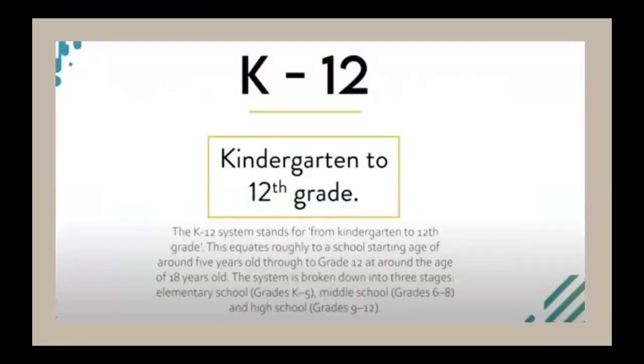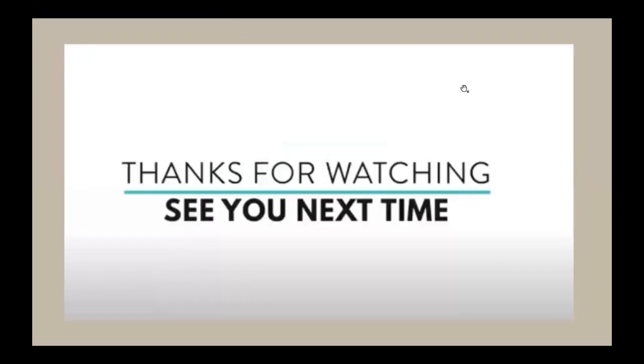Okay, then we have K to K-12, okay, which means kindergarten to 12th grade. The K to 12 system stands for from kindergarten to 12th grade. This is roughly the school age of around about 5 years old, which is going to be the grade K, and going through to grade 12, which is around the age of 18 years old. The system is broken down into 3 stages: elementary school, which is grade K to 5, middle school, which is grade 6 to 8, and high school, which is grade 9 to 12.